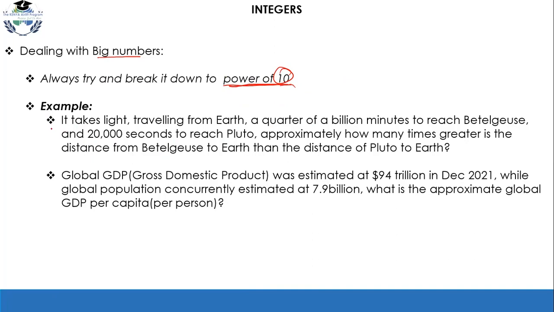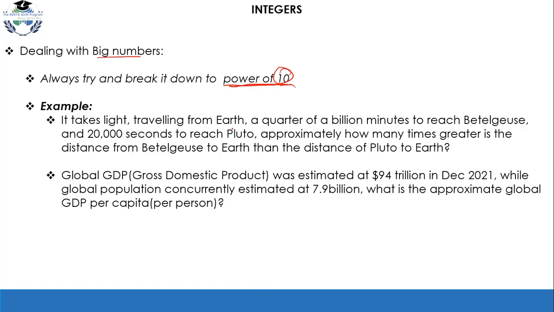We have two examples. Number one: it takes light traveling from Earth 250 million minutes to reach Betelgeuse and 20,000 seconds to reach Pluto. Approximately how many times greater is the distance from Betelgeuse to Earth than the distance from Pluto to Earth? Again, a little bit of a thinker here. You have to be very careful how you're answering. Do you do it directly? How do you answer this? I want to see some answers here.